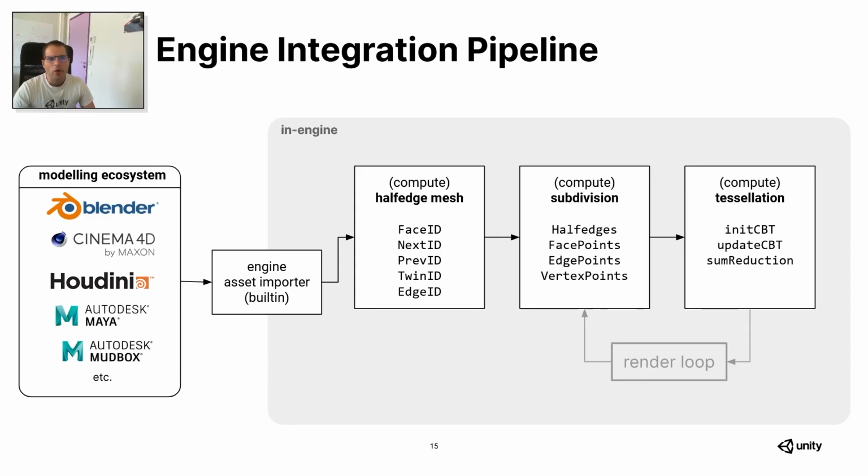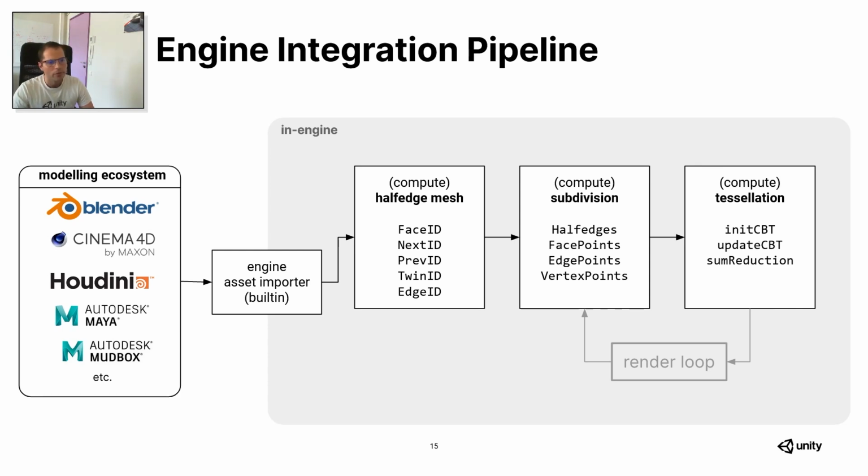Here's a quick overview of what we are actually doing. Our pipeline only relies on Unity's built-in asset importer, from which we compute everything based on the three main kernels shown on the right. We denote these kernels Halfedge Mesh, Subdivision, and Tessellation respectively. Each of these three kernels is based on some work we recently published online or something new we are about to share in this talk.